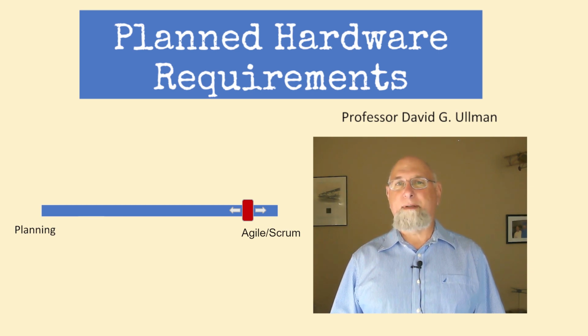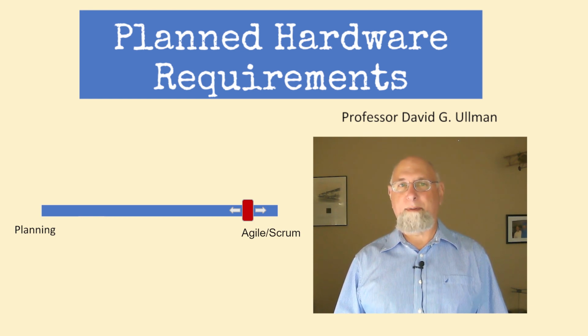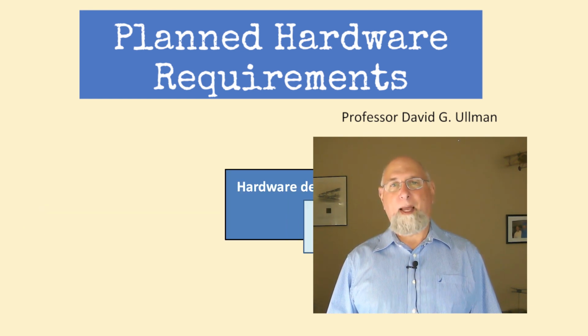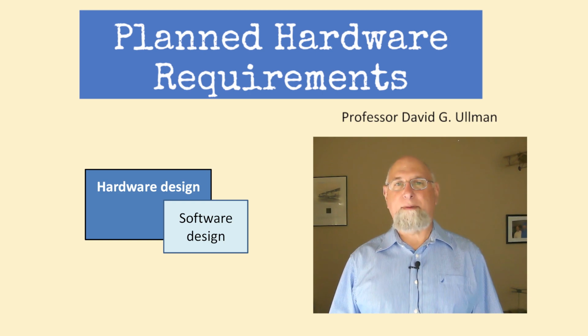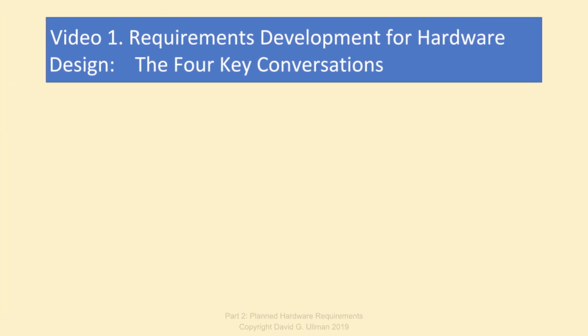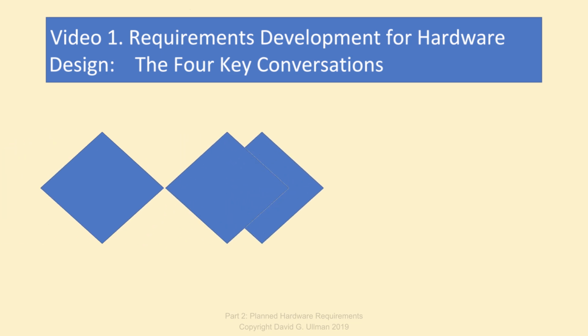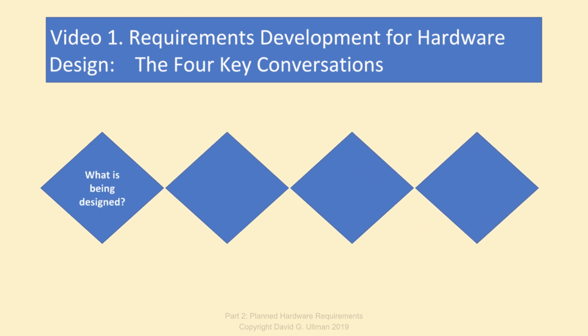In these videos, I weave together the planned with the Agile to give you a solid framework for developing good hardware requirements. By hardware, I mean everything but software. However, what I will tell you here will interface well with your software colleagues. In the video Requirements Development for Hardware Design, the 4 Key Conversations, I introduce what needs to occur when developing requirements. These key conversations answer the questions: what is to be designed, for whom, what does it need to do, and how will you prove the need is met?